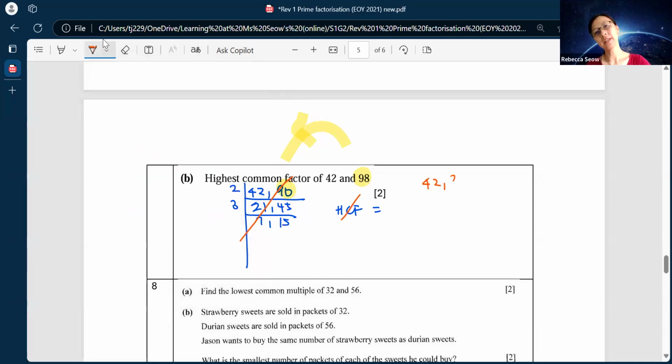We have 42 and 98. Let's divide both numbers by 2. 21, 49. Divide by 7. 3, 7. Okay, so our HCF will be 2 multiplied by 7, which is 14.